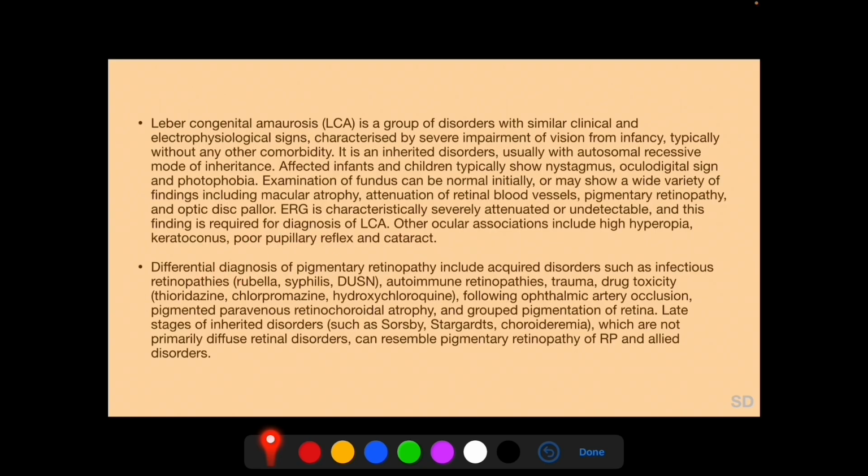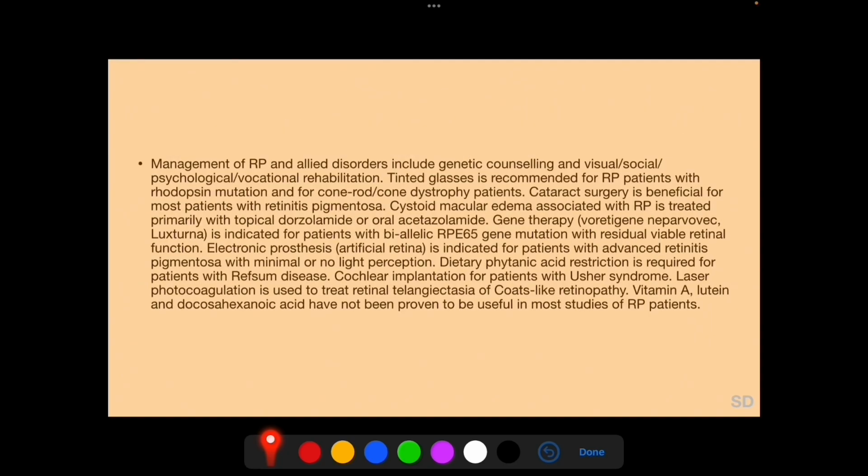Differential diagnosis of pigmented retinopathy include acquired disorders such as infectious retinopathies, which include rubella, syphilis, and diffuse unilateral subacute neuroretinitis, autoimmune retinopathies, trauma, toxicity to drugs such as thioridazine, chlorpromazine, and hydroxychloroquine, following ophthalmic artery occlusion, pigmented paravenous retinochoroidal atrophy, and group pigmentation of retina. Late stages of inherited disorders such as Sorsby and Stargardt's and choroideremia, which are not primarily diffuse retinal disorders, can resemble pigmented retinopathy of retinitis pigmentosa. Management of RP and allied disorders include genetic counseling and visual, social, psychological, and vocational rehabilitation.